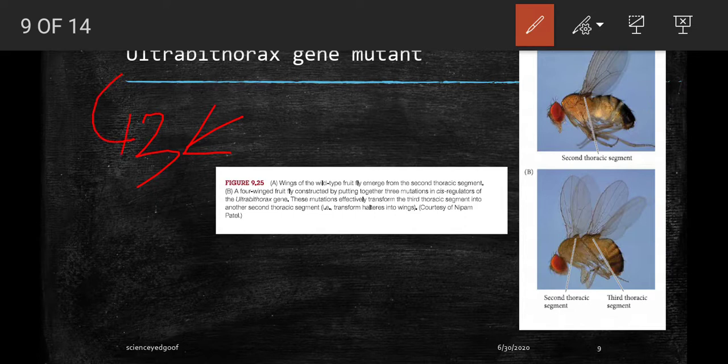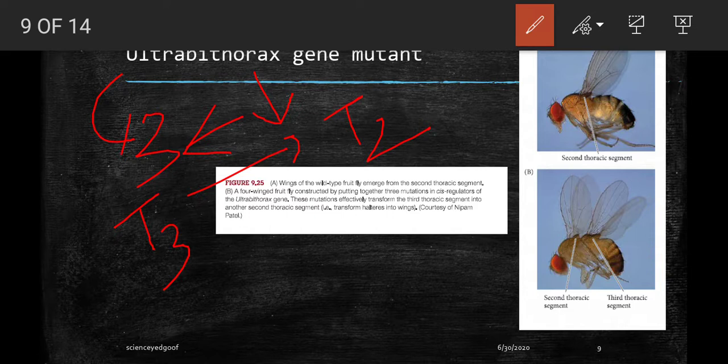So when this gene is mutated, it is seen that the third thoracic segment T3 is transformed into T2, that is the second thoracic segment. So what did we see previously? The second thoracic segment produces a pair of legs and a pair of wings, right? So now what do you see here? The third thoracic segment is converted into the second thoracic segment.